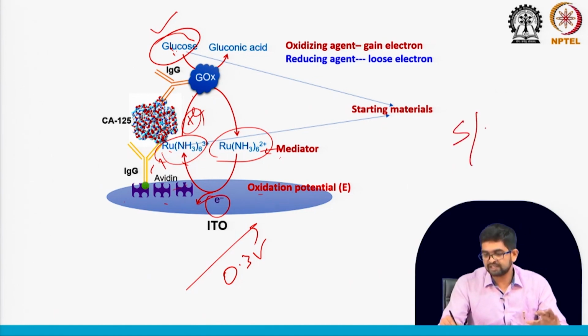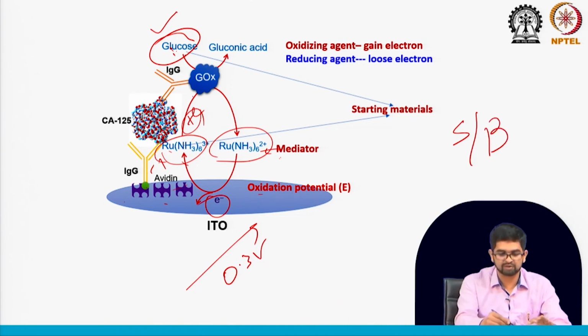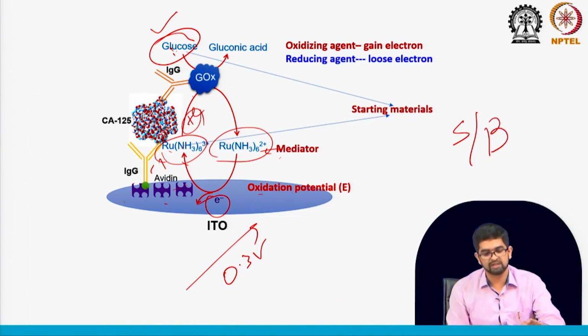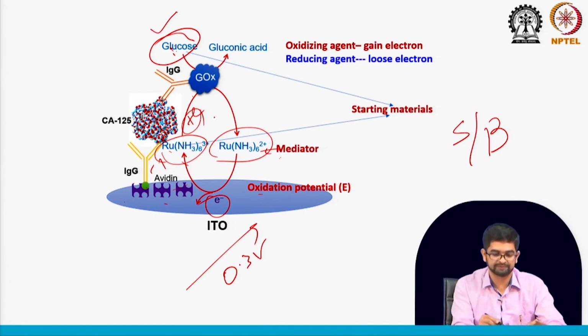So, to generate a high signal to background ratio, your glucose and ruthenium hexamine 3 plus should not react with each other. There should not be any chemical reaction or very slow chemical reactions, because they are starting reagents. They will produce the background current. So, if there is no target, only this and this will be present, because there is no glucose oxidase.